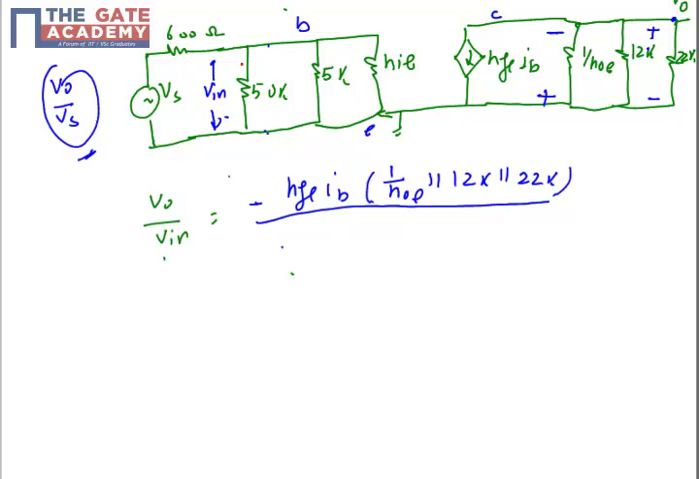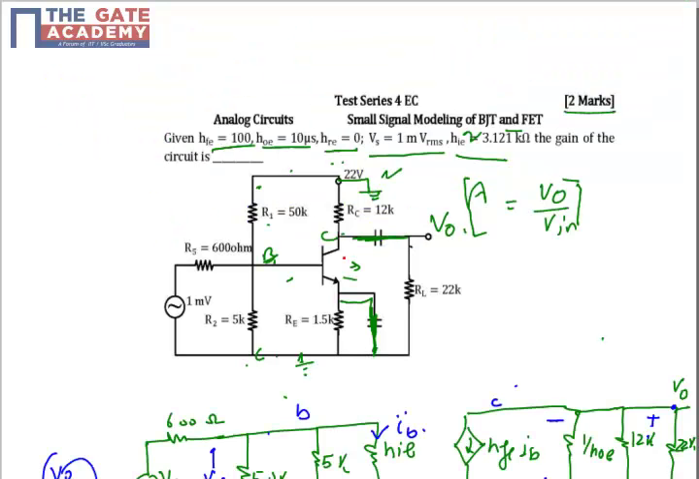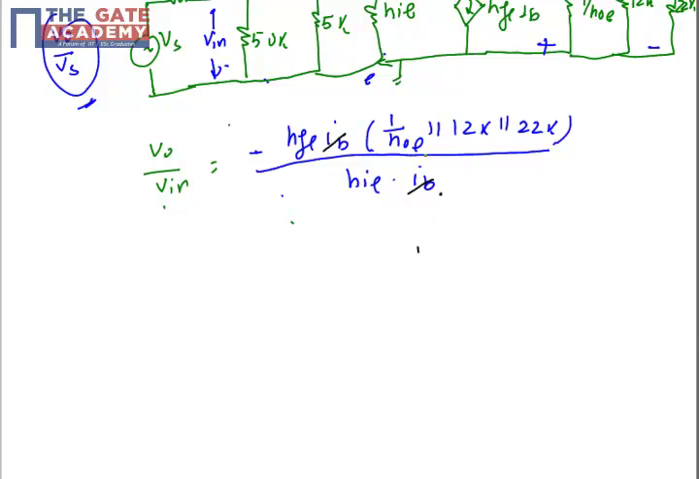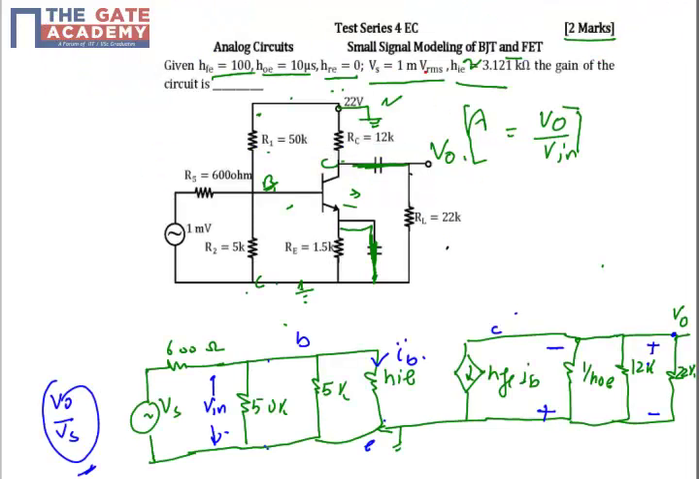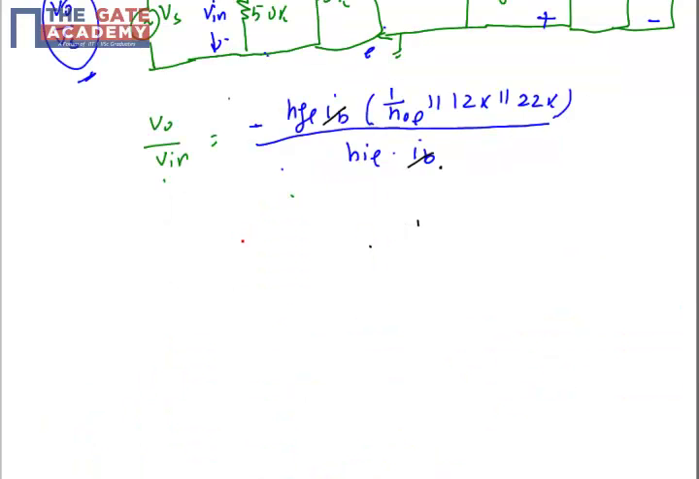Again we know the parallel voltage remains the same, and HIE is the resistance between base terminal and ground. In the base terminal, we know that the current is IB. So let's find out: Vin will be HIE into IB. So you can see that in the expression there are certain terms which can be cancelled out. One of them is certainly the IB. IB can be cancelled. Rest we know HFE, the value is given to us, 100. We know 1 by HOE, the value is given to us, it is 10 microsiemens. Just put the value and you will get this term.